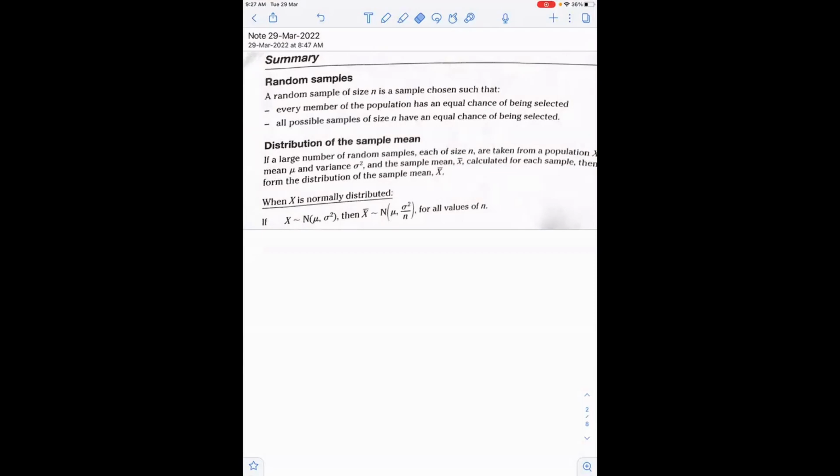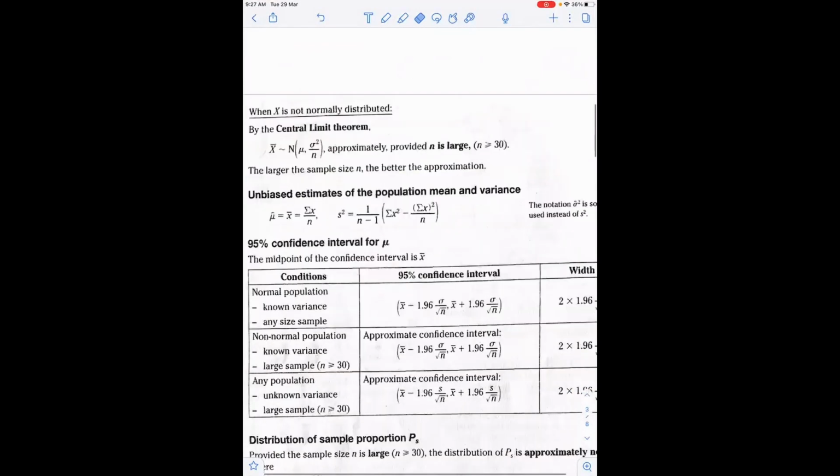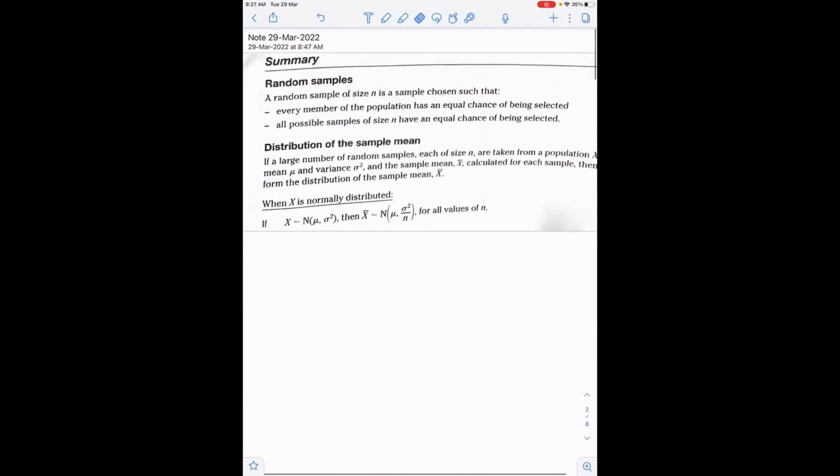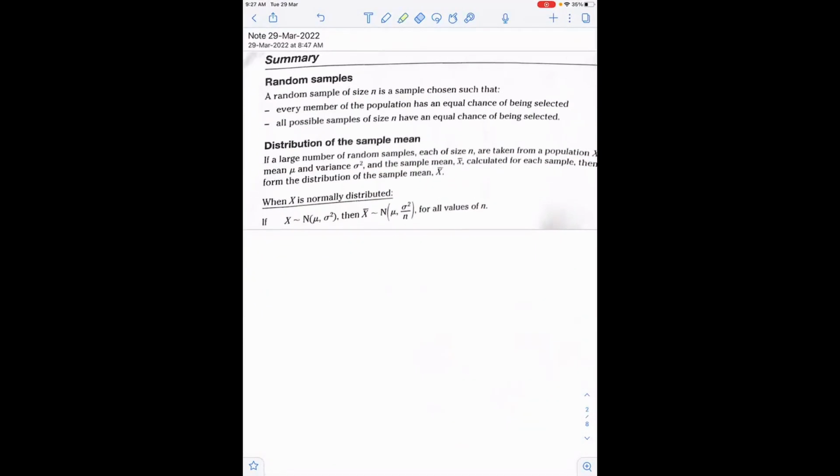Today we're going to summarize the topic, and also find the confidence intervals for the population proportion. Okay, so let's start with the summary of the whole thing.